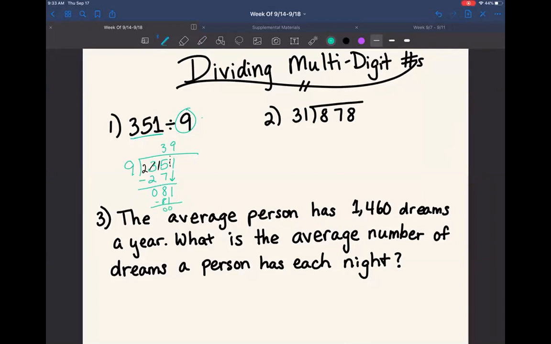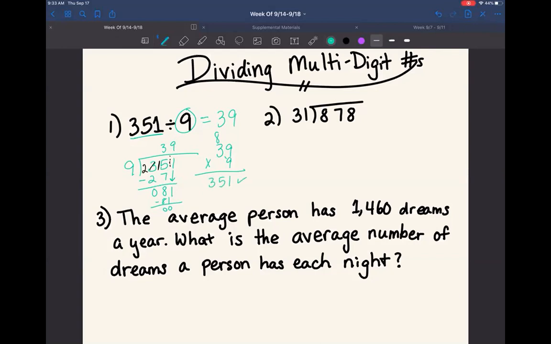So my answer is what? Rachel, go ahead and say it. 39. Okay, so if I wanted to check, I would just do 39 times 9. 9 times 9 is 81. I carry my 8. 9 times 3 is 27, plus that 8 gives me 35. So my answer checks out.